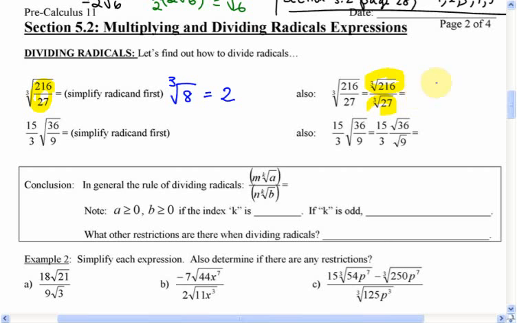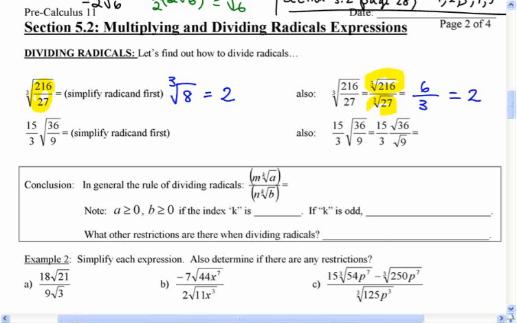So can someone help me out? What's the cube root of 216? Use your calculator if you need to. 6. Thank you, Rochelle. And then what's the cube root of 27? 3. So notice 6 divided by 3 also equals 2. So what I wanted to show you here was that the division of a fraction, I can split it up into two separate radicals and do division afterwards. They both are the same, okay? Let's try the next one here.